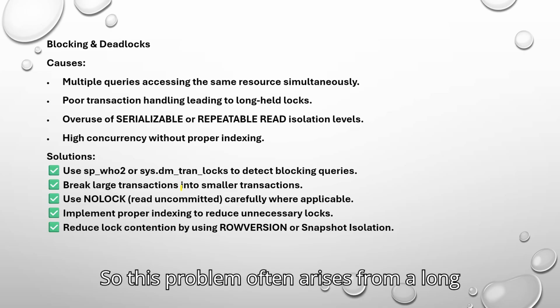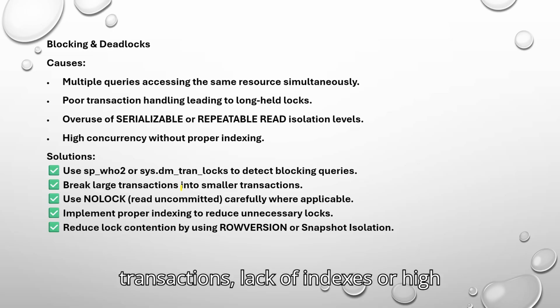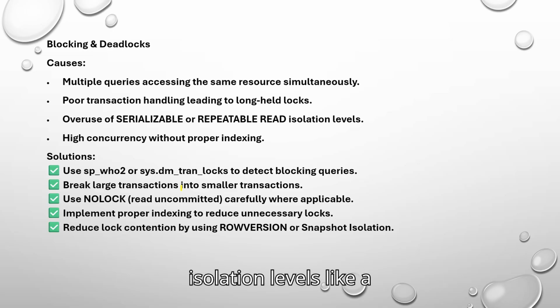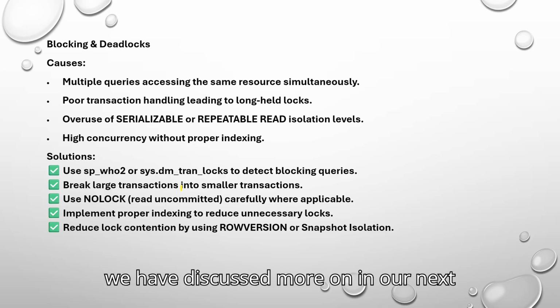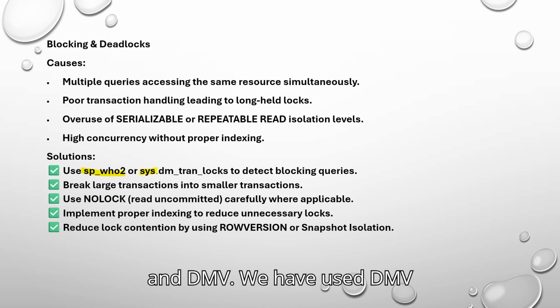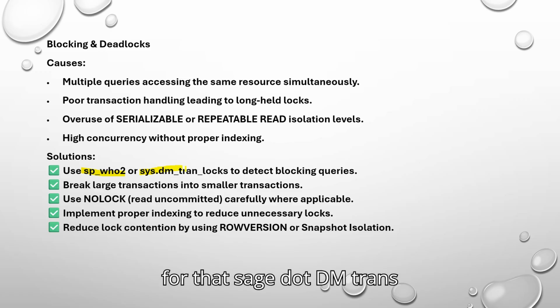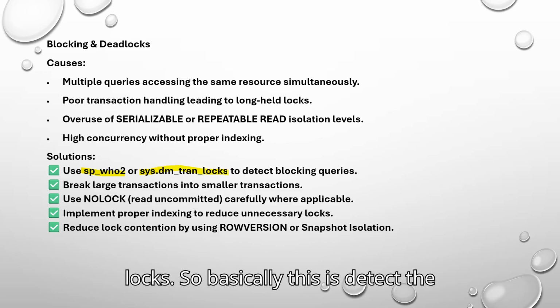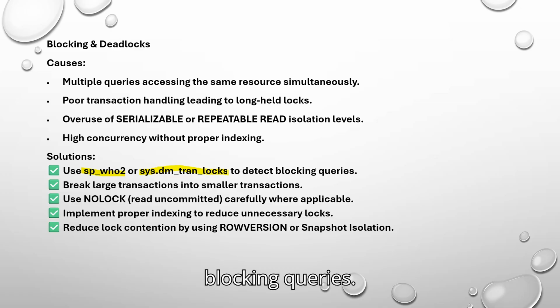This problem often arises from long transactions, lack of indexes, or high isolation levels like serializable or repeatable read. We will discuss more on this in our next videos. So to detect blocking, use tools like sp_who and DMVs, such as sys.dm_tran_locks. So basically, this detects the blocking queries.